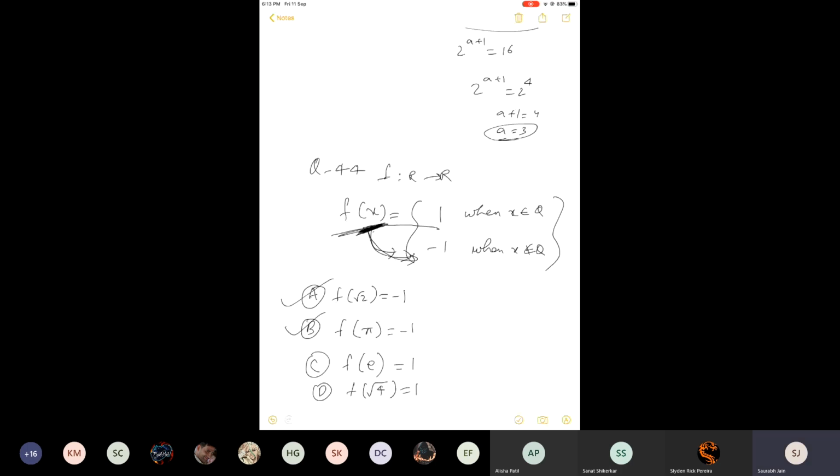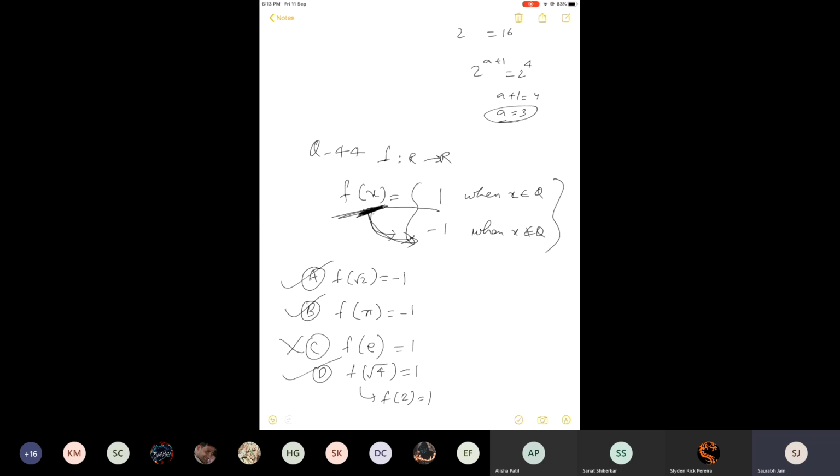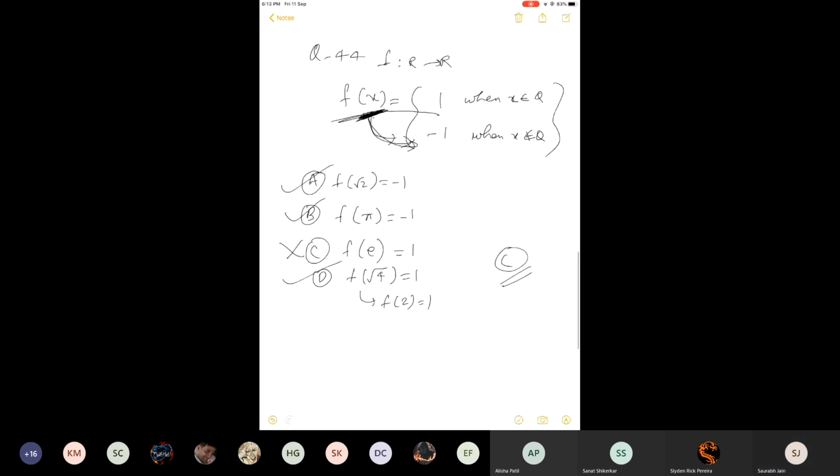And root 4 is not an irrational number. Root 4 is a rational number. Its value is 2, and f of 2 will be 1 from the first part of the function, f(x) equals 1 when x is a rational number. So this statement is wrong. Because in the question they are asking which statement is wrong, C will be our answer. This was question number 44.